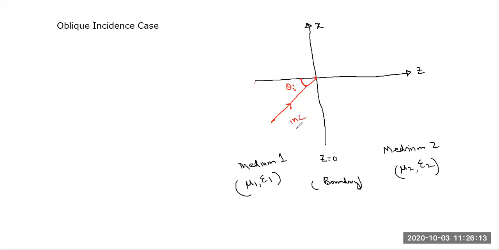Again, because there is a discontinuity at the boundary, some part of the wave will be reflected. So this is going to be the reflected wave, and this reflected wave will make an angle of theta, and some part of the wave will be transmitted. This is the transmitted wave, this is reflected, making an angle of theta.